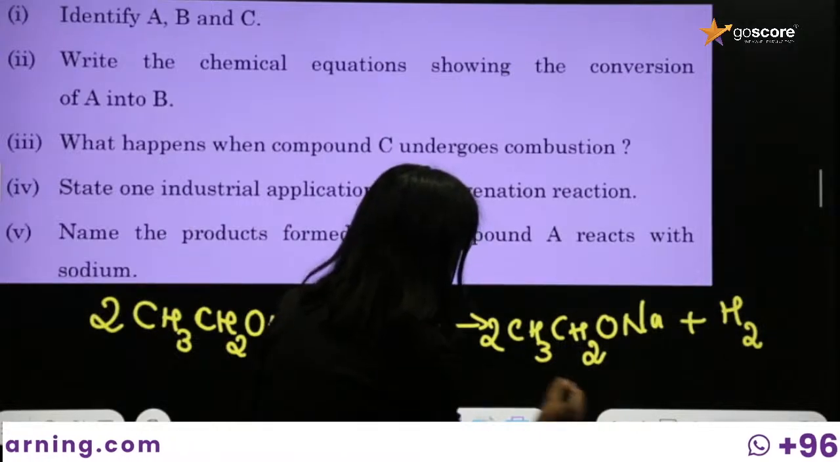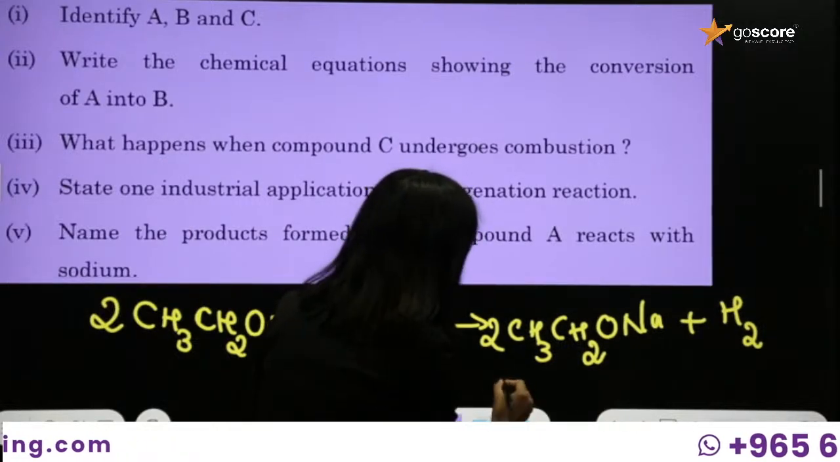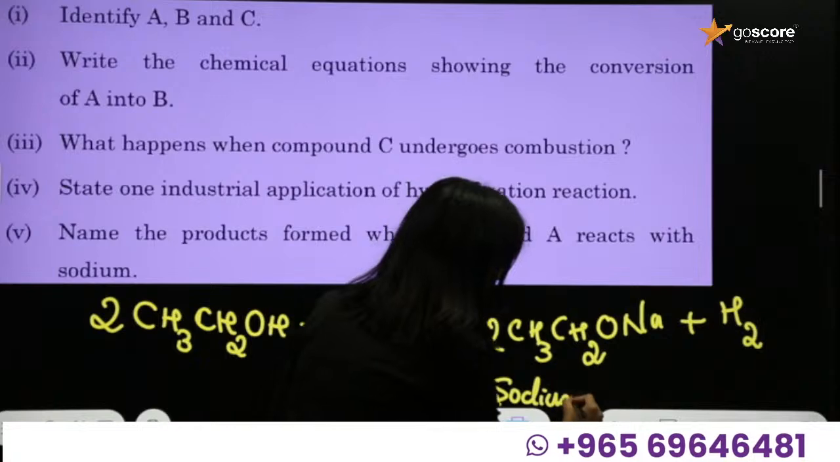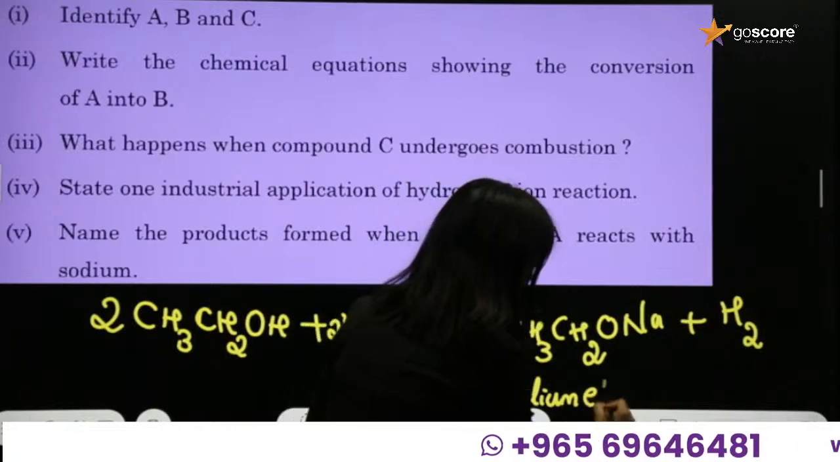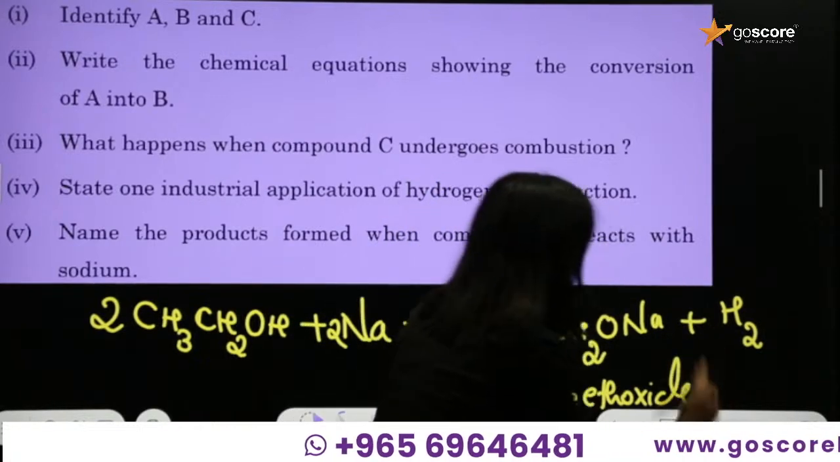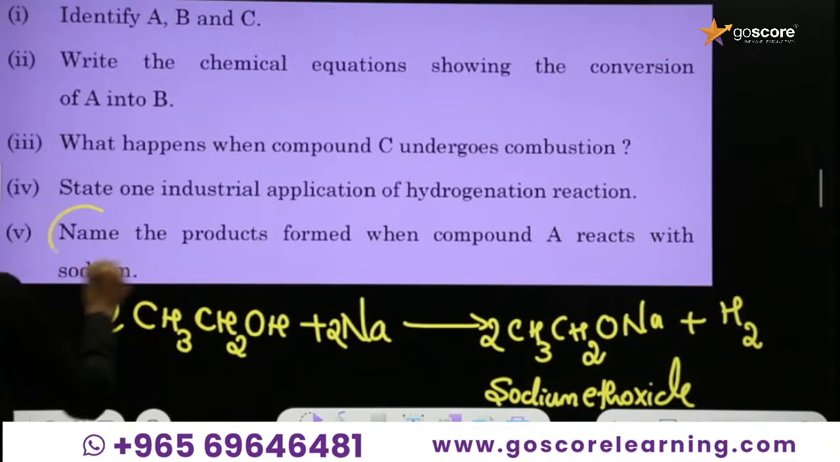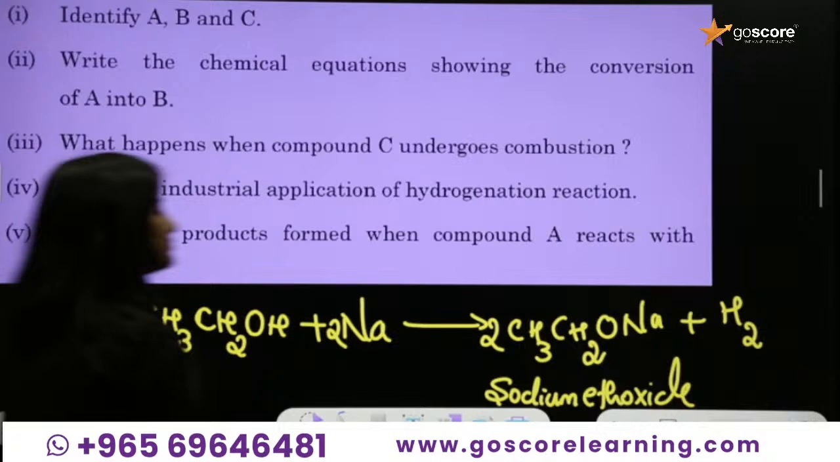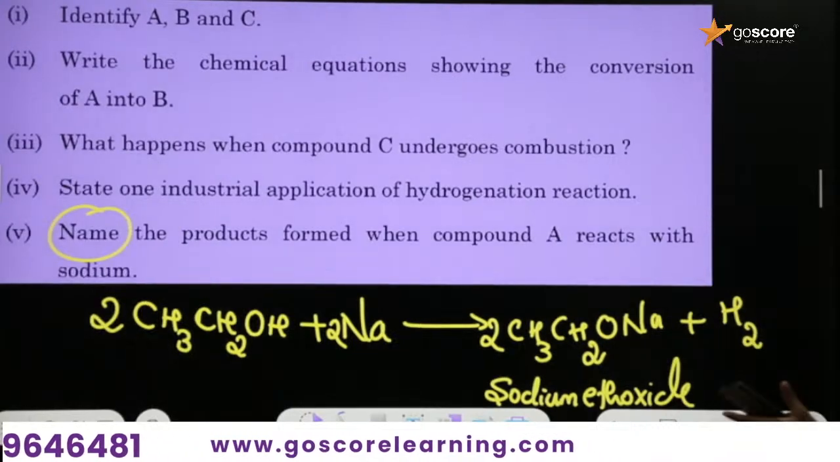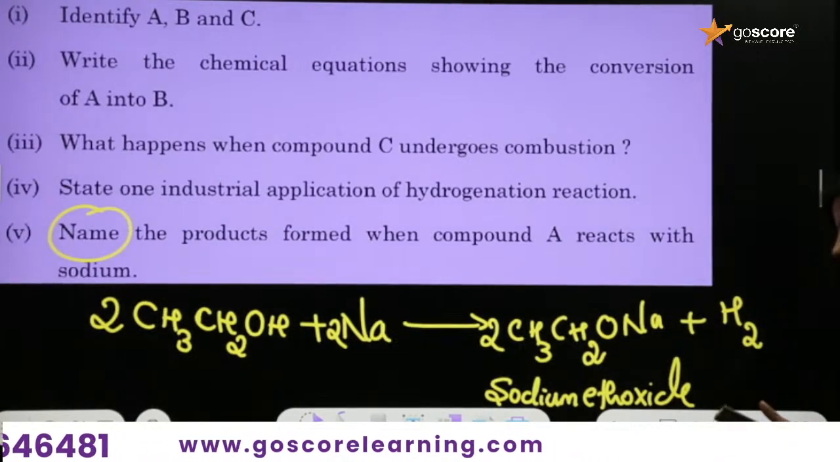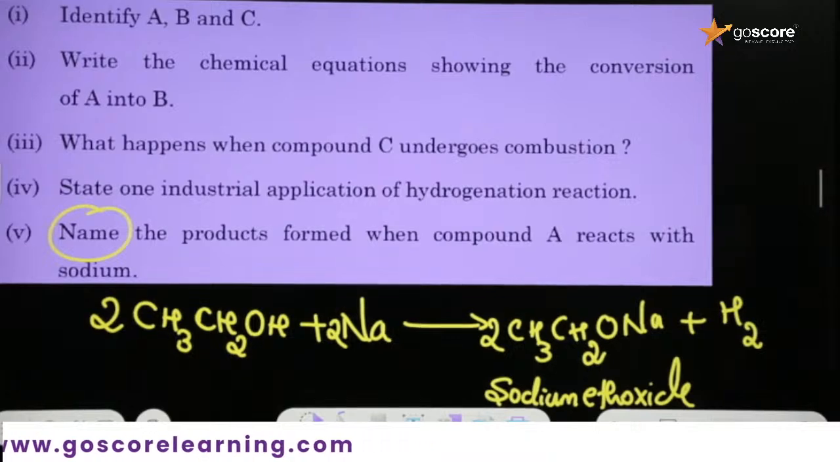This is sodium. Sodium ethoxide and hydrogen are the products. We only have to write the name. Simple, right? So we can just write the name along with the reaction. Let's impress the examiner. If you're done with that, let's go ahead with our next question.